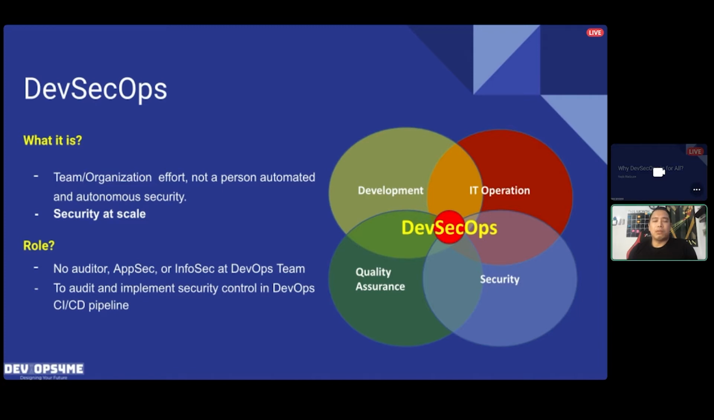So what's the role of DevSecOps? Whenever you have a small team and there's no auditor on your team, we can use DevSecOps. It is also used to audit and implement the security control in your DevOps CI/CD pipeline.